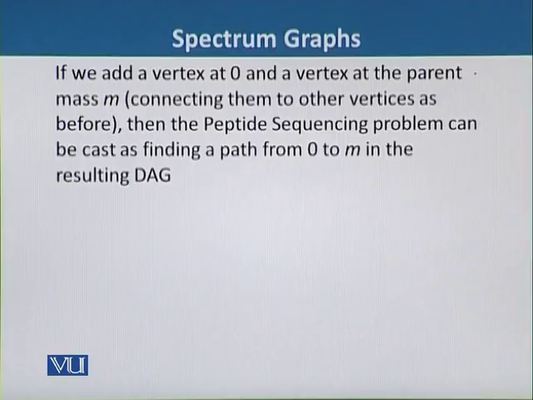If we add a vertex 0 and a vertex at the parent mass M, connecting them to other vertices as before, then the peptide sequencing problem can be cast as finding a path from 0 to M in the resulting DAG. We have already seen previously that we can plot a path in a directed acyclic graph and find the longest path, and the longest path will be the best path in this case.